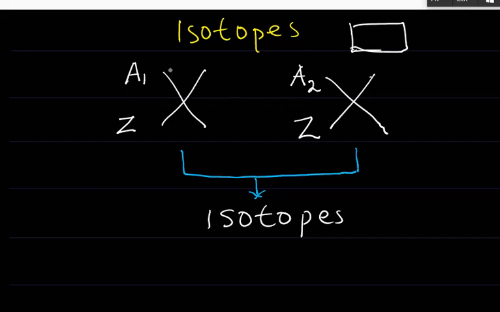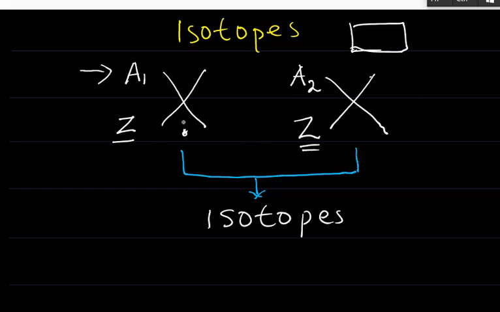So for example, this is an element X with this symbol, having atomic mass A1 and atomic number Z. Then the same element has another atom with atomic mass A2 but the same atomic number. Of course, this is just two isotopes. Some elements can have more than two, some can have three.